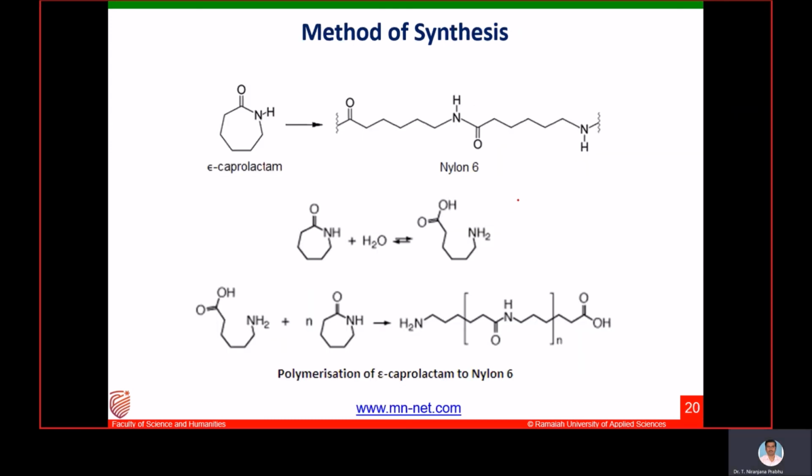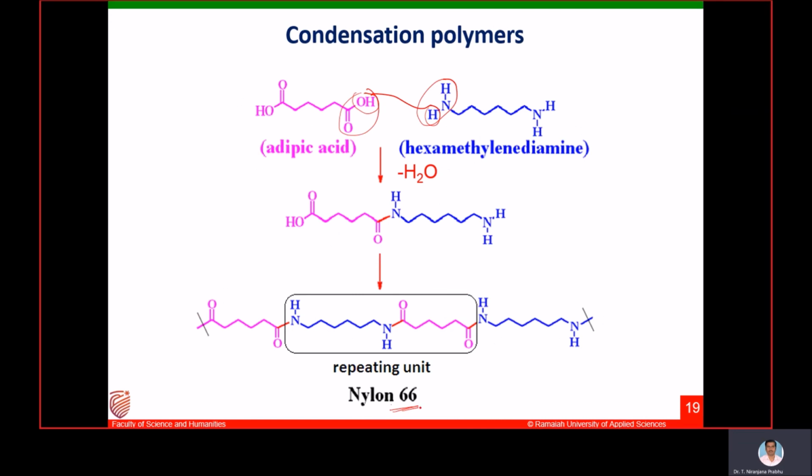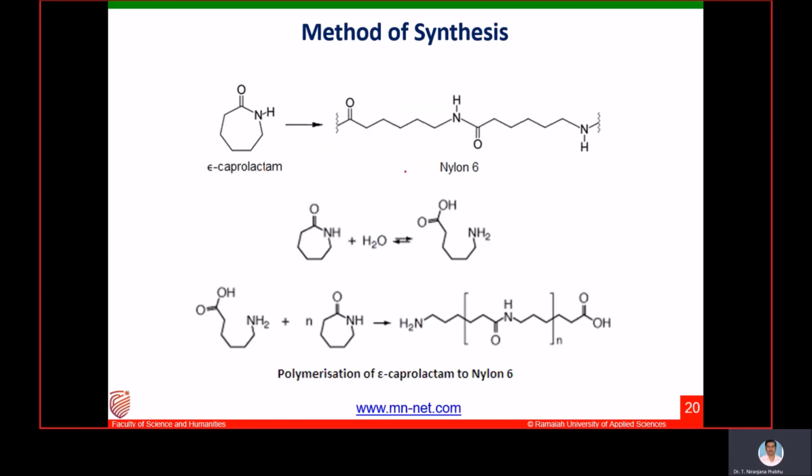This is nylon 6. The previous example I told is nylon 6,6. This is nylon 6. This is obtained from caprolactam, epsilon-caprolactam. Now what happens is this closed ring structure first opens up. Upon hydrolysis it opens up, and then each of these monomers gets repeated several times to yield nylon 6 polymer. Okay, this is nylon 6 polymer, right?